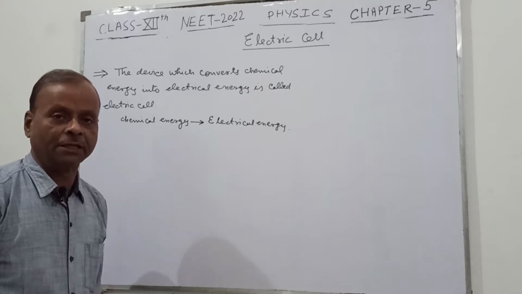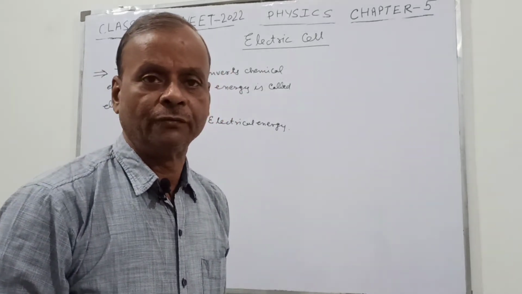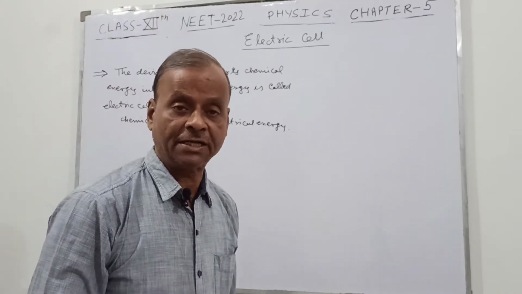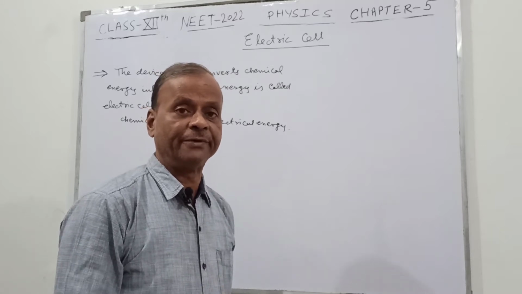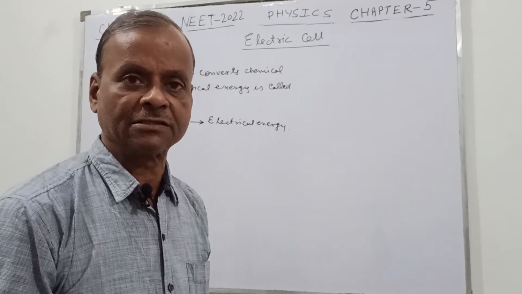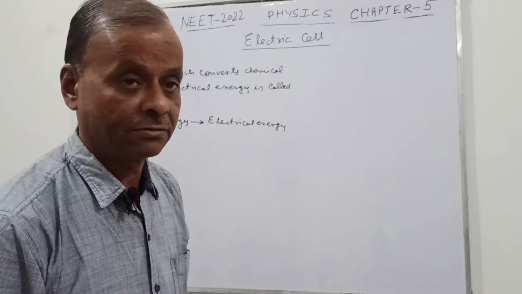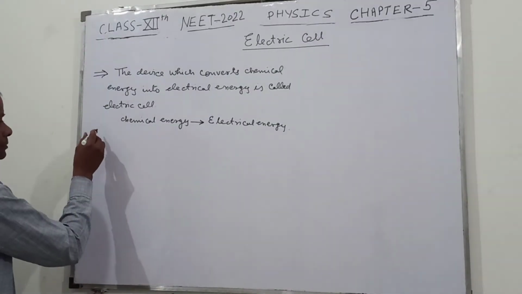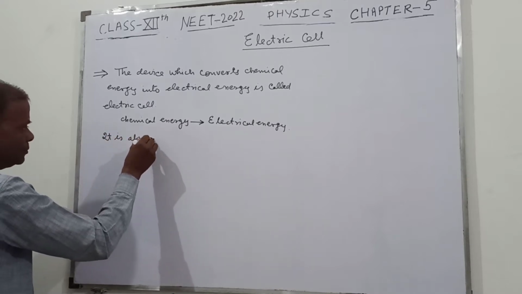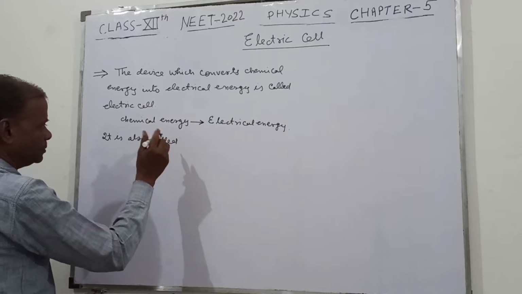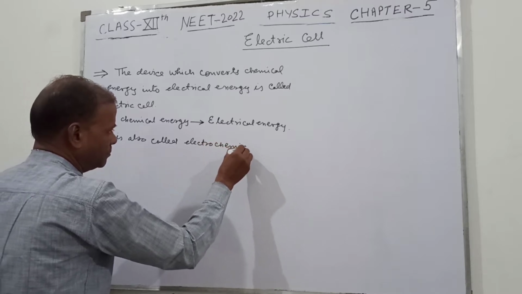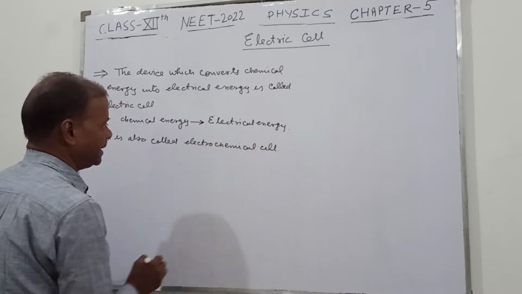The chemical energy is stored in the cell when the reaction takes place. So there is the redox reaction. It means the reduction and oxidation takes place in the cell, and because of that the chemical energy is stored. When the electrodes are connected to some resistance, then the current flows in the outer circuit. It is also called an electrochemical cell.